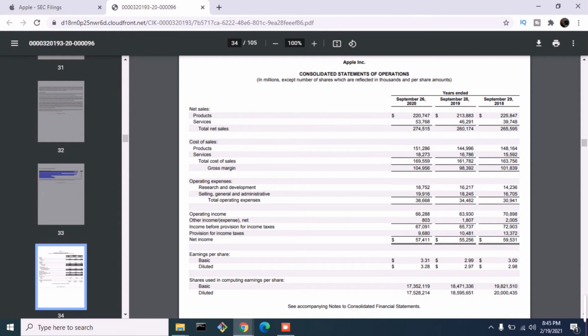But you do see that sales are increasing, which is a good sign. It wouldn't be a great sign if sales were actually going the other way. So going down instead of up.